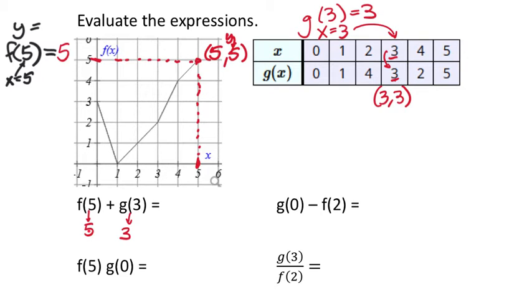And again, these are the ordered pairs. That's 5, 5, 3, 3. The operation is showing as addition, so I will add those two, and I can see my total is 8. So f of 5 plus g of 3 is 8. Now I'm ready to go to the next problem.